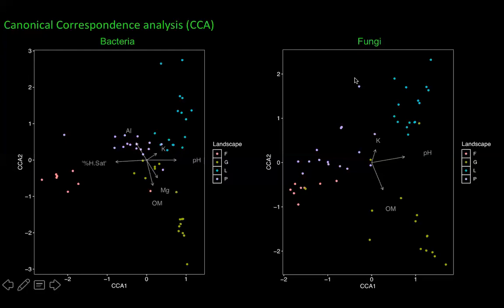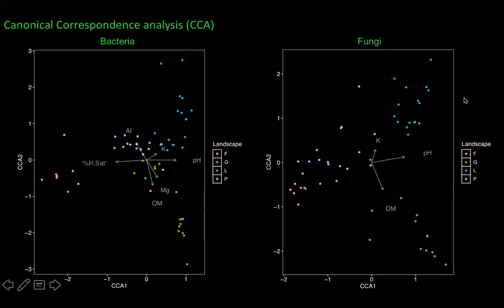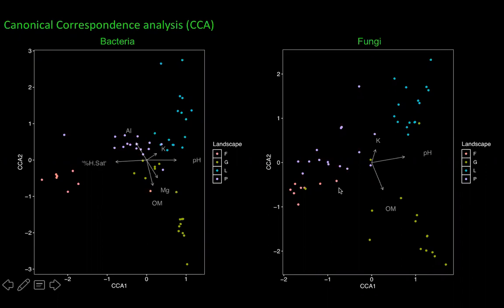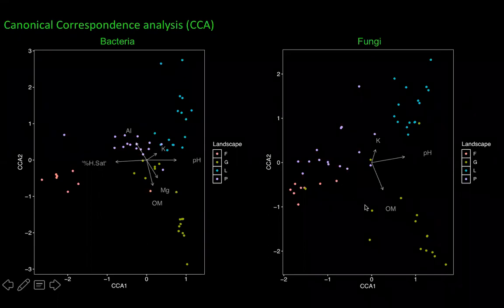And also we did the same thing with fungi. It's not as convincing, but you still see some of these same sorts of trends. So higher pH is going to be responsible for these garden and lawn communities. We see again with these fungal taxa, these lawns may be driven by higher levels of potassium, and inversely related, these parks may be dominated by microbes that are tolerant of lower pH.